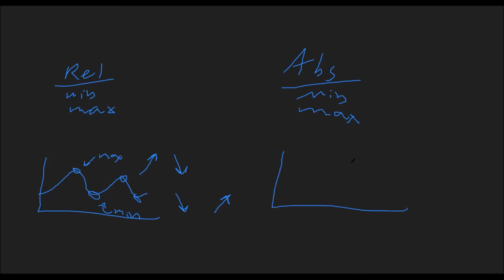So now let's go over absolute extrema. Absolute minimum is simply the lowest y value on a certain interval on a function. And absolute maximum is the highest value.